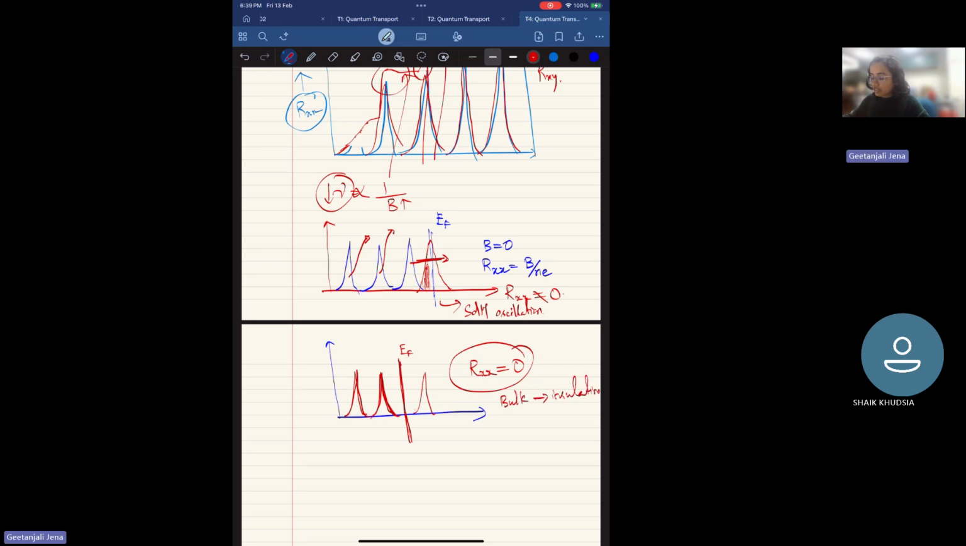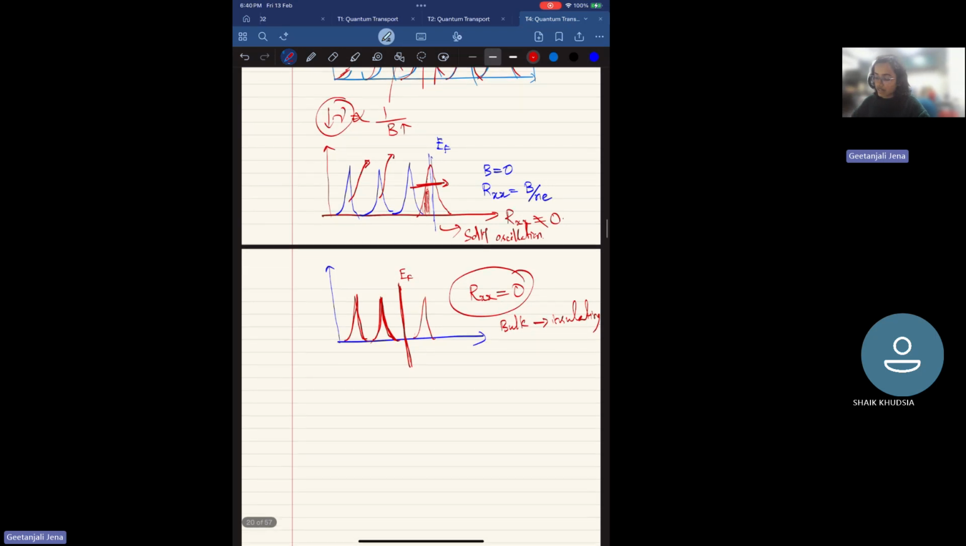So whatever current flows, it will flow through the edges of the sample. Because for the edges, if you recall the graph in the real space, we can draw the Landau levels like this. So even though, let's say the Fermi level is around here, there is a gap between the bulk state and the Fermi level. So that is why the bulk will become insulating. There is no allowed state to conduct along the direction of the current. So the bulk will become insulating.